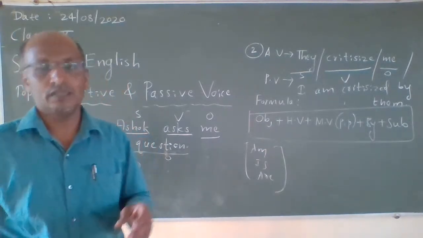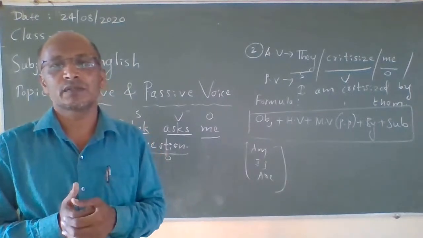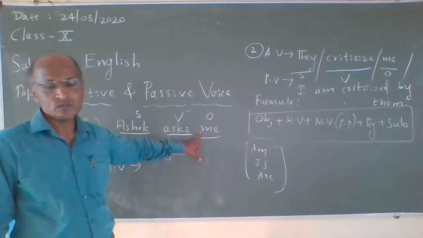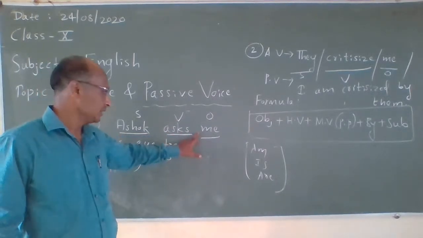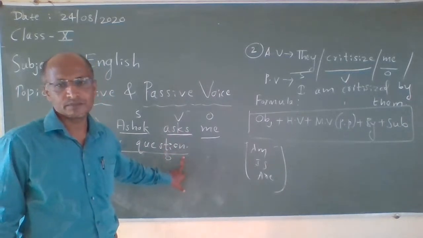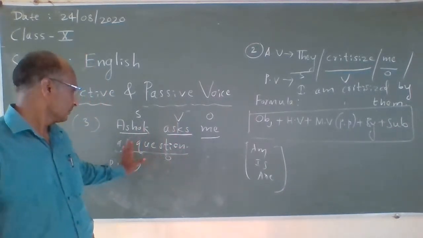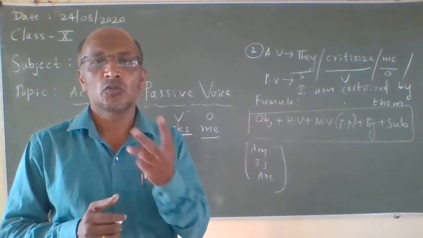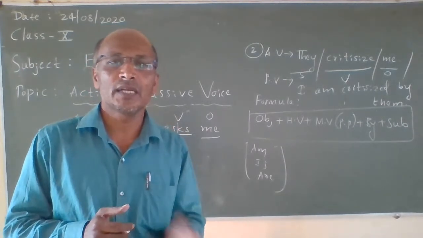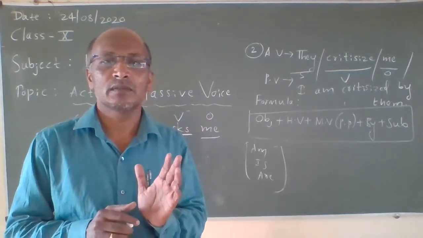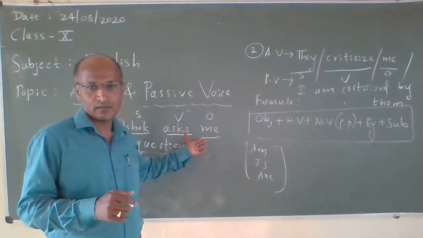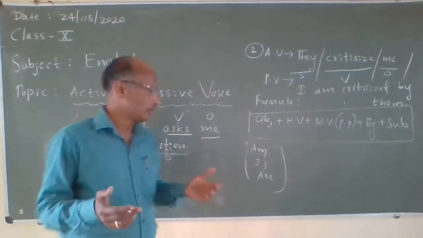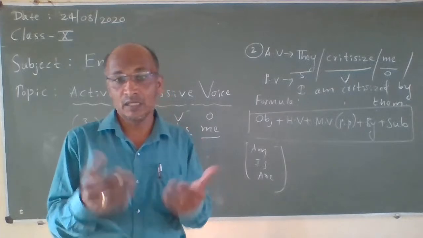Okay, the third example has two important objects. See, Ashok asked me a question. Two objects. Me is one object and a question is another object. This is active voice. While changing active to passive, you may take any object. Maybe you may take the object me, or a question. Both are correct. Which one do you take first? It is left to you.